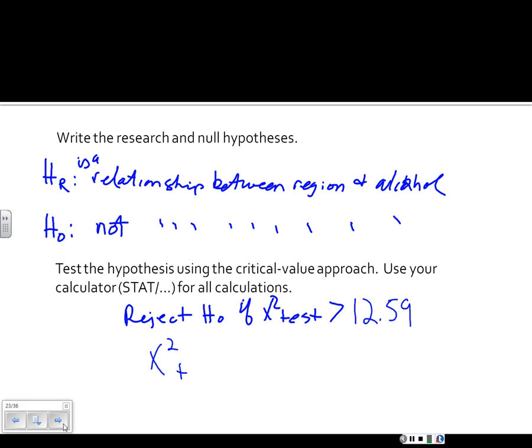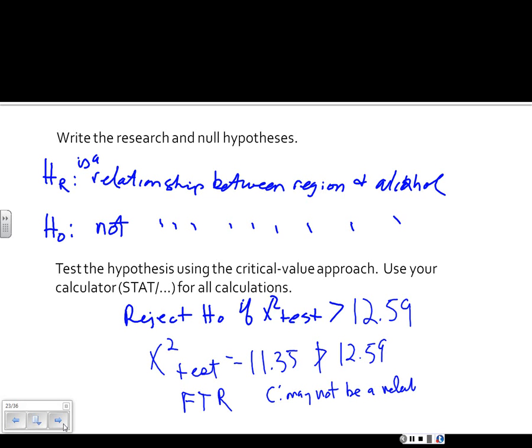And then you should see on your output that the chi-square test is equal to 11.35, which is not greater than 12.59. So you fail to reject H0, and you conclude that there may not be a relationship between where someone grew up and their use of alcohol.